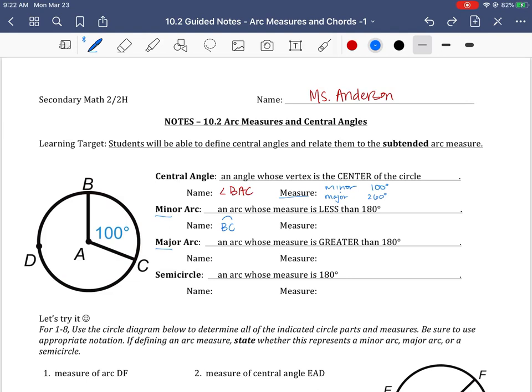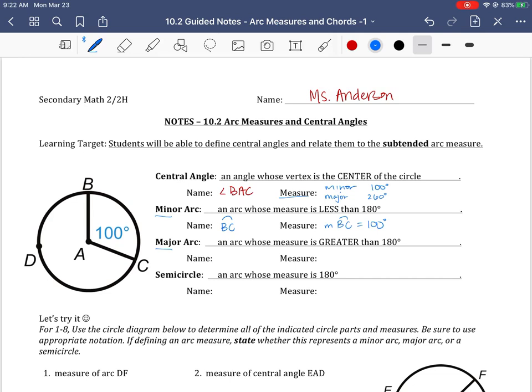If we're talking about arc B to C, it's also important that you remember that when you're moving from B to C, you always go the shortest distance possible to get from B to C, unless a third letter is given, like the major arc. So notice if I just say arc BC, like I did right here, I am implying that I'm moving the shortest distance. So this would imply that I'm talking about this minor arc right here. And again, the measure of arc BC would be equal to 100 degrees.